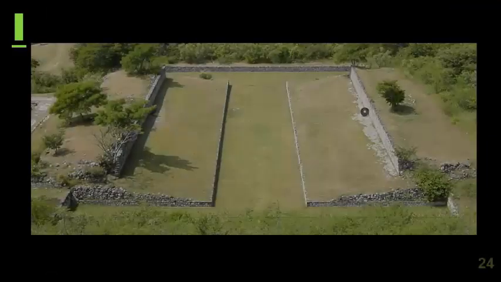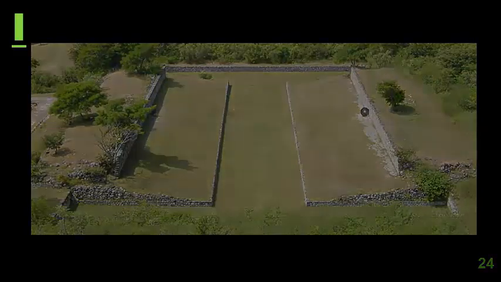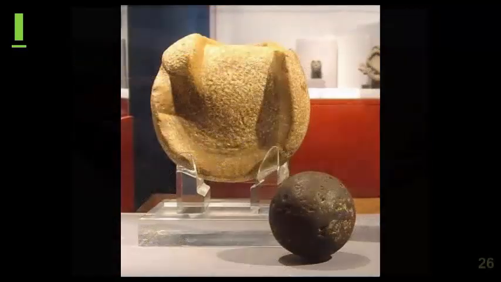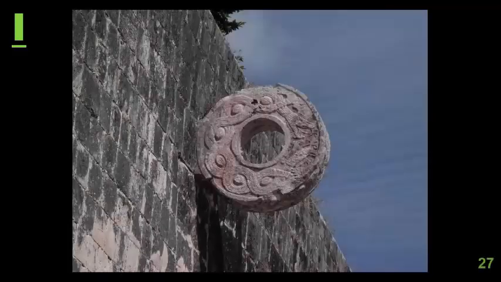Ball courts can be found in most ruined cities in Mesoamerica and were constructed similarly to modern stadiums. In these spaces, the ball game was played with all parts of the body except the hands and consisted of propelling a solid rubber ball through a hoop high on one wall of the stadium. Perhaps this was the precursor of modern soccer.